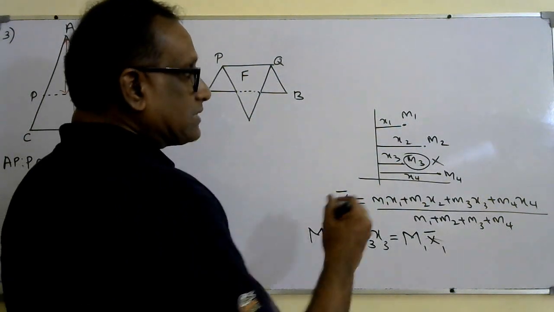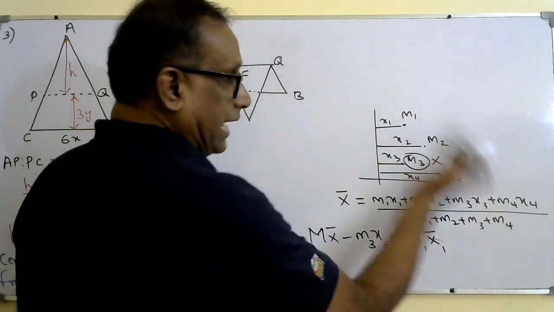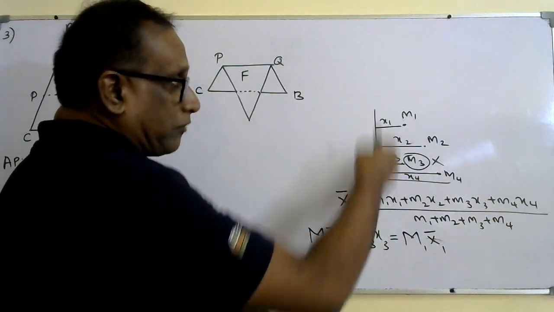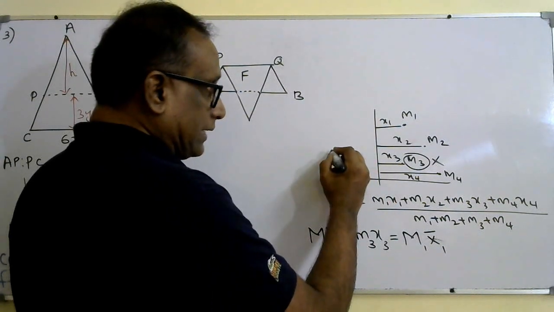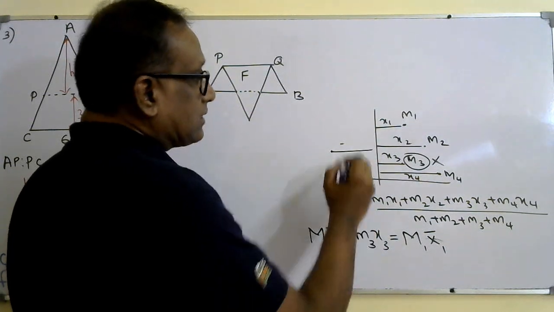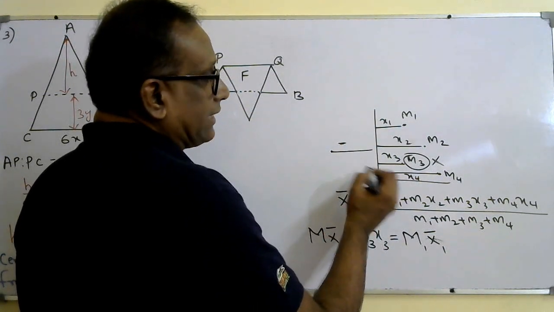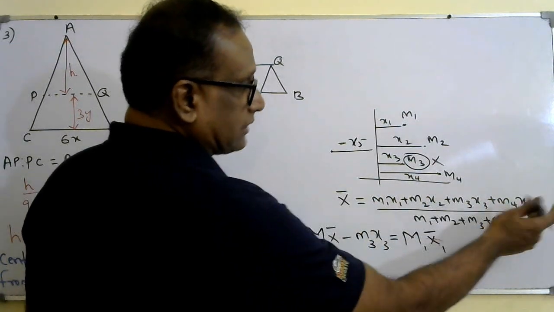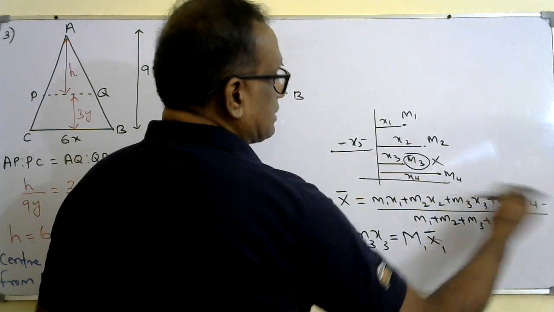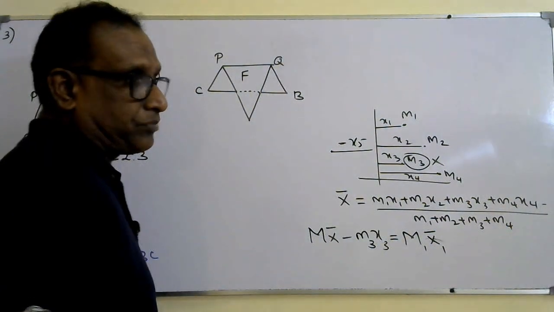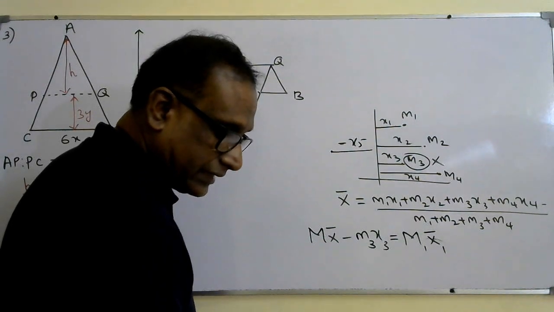Also remember that if there is a particle on the other side, for example you are trying to find the center of mass from the y-axis, but there is a particle on the left side, that should be written with a minus sign. If there is a particle on the left side at a distance x5, then you should write m5 into minus x5. I'll explain that also.